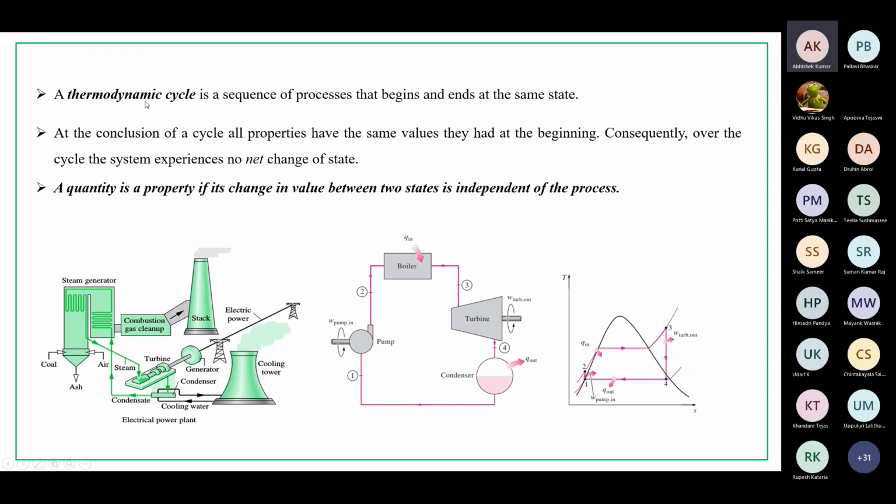In the cycle we have many processes. Those processes are not required to be the same. This process is constant pressure heat addition. This process is isentropic expansion. This process is constant pressure heat rejection. This process is isentropic compression, sorry, constant entropy means isentropic compression. So: isentropic expansion, isentropic compression, constant pressure heat addition, and constant pressure heat rejection.